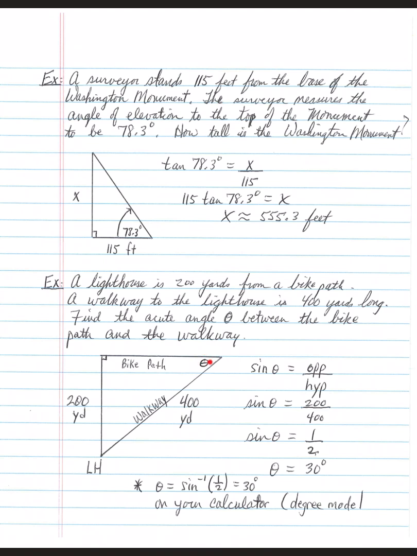Okay, so where we have theta marked, 200 yards is opposite of that. 400, that's the longest side, that's the hypotenuse. Which trig function uses opposite and hypotenuse? That's right, it's sine. Sine theta is equal to opposite length over hypotenuse length. So that tells us sine theta is equal to 200 over 400, which reduces to 1/2.